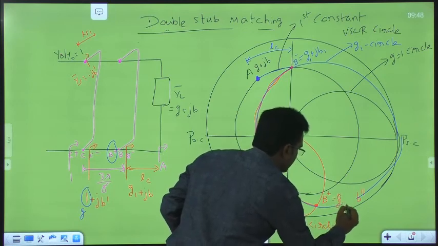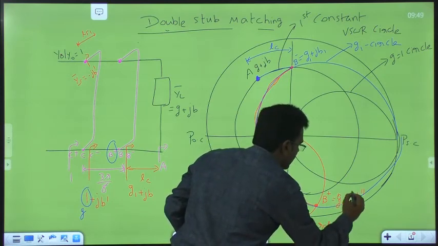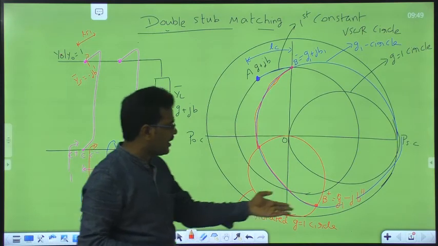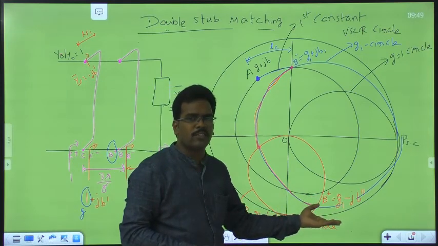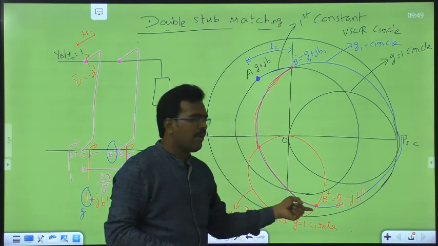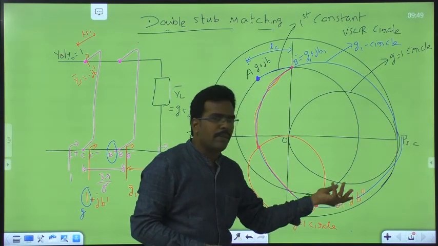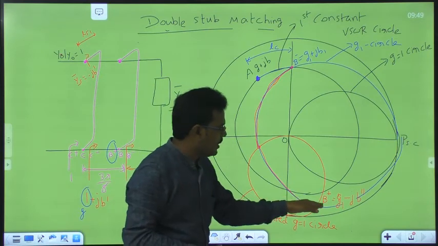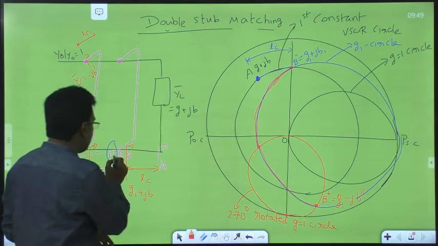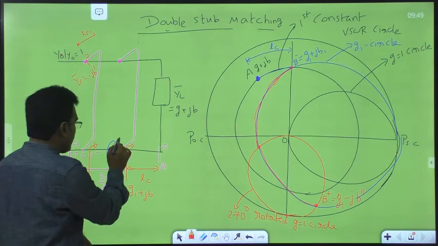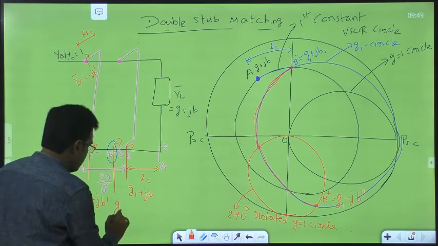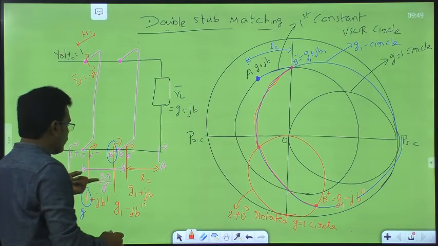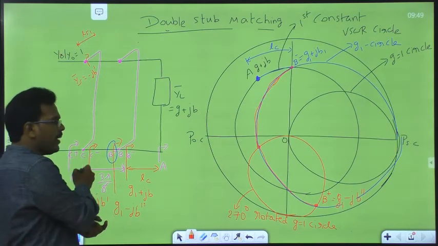This is G1 minus jB double dash, the admittance. Let us assume it has a real value, which is confirmed, because it lies on the G1 circle, so it has the real value of G1. Let us assume some imaginary value as minus jB double dash. So this is the B plus. Now from B plus, which has admittance of G1 minus jB double dash, we have to move a distance of 3 lambda by 8 to reach the C minus point.